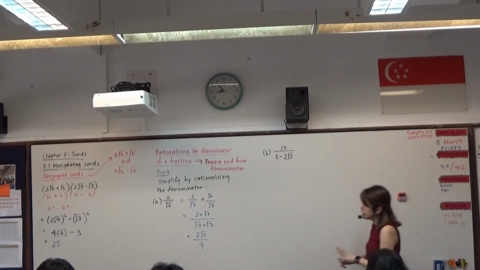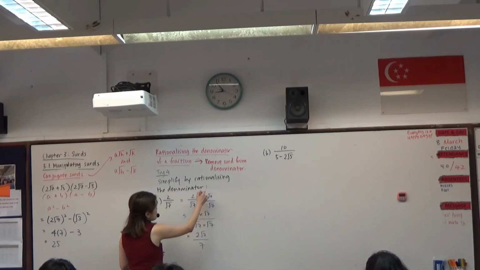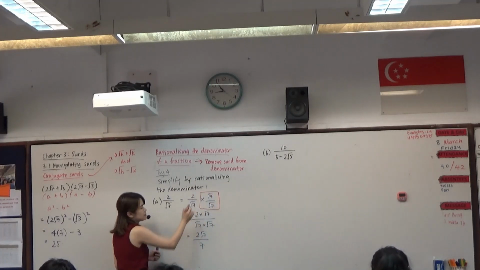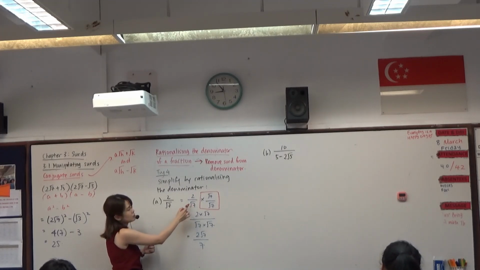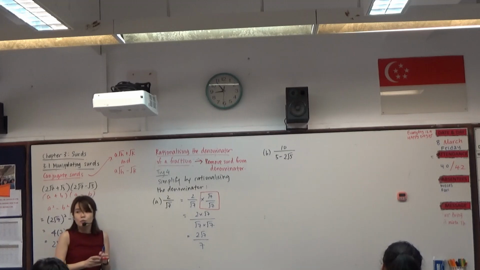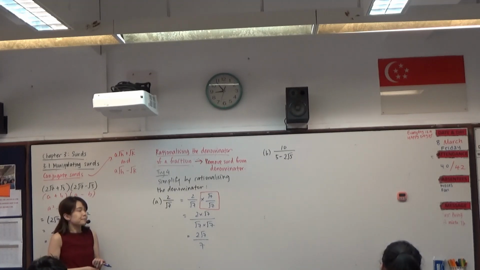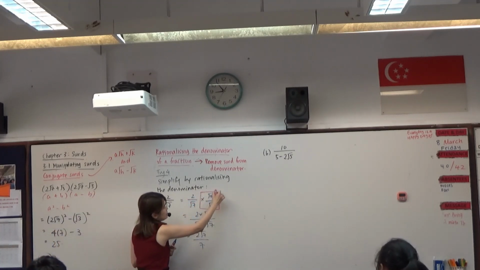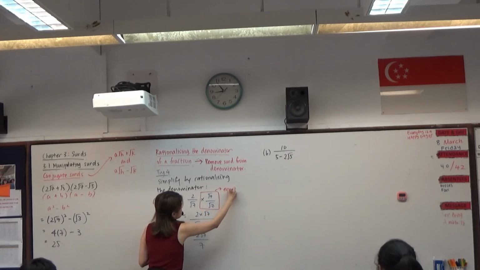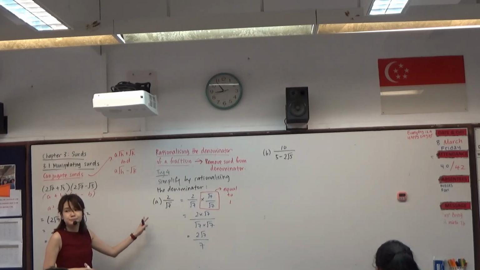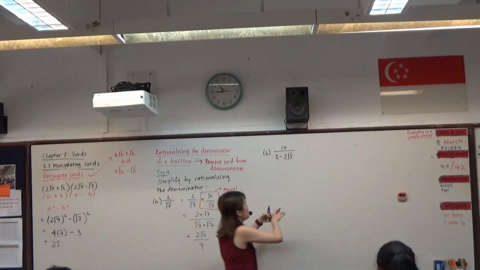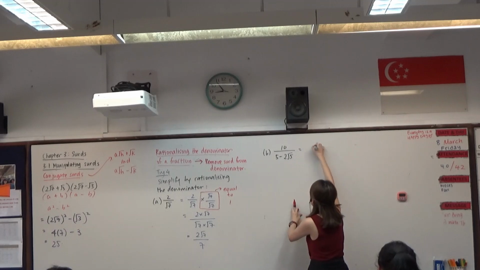Okay, so what we did over here in part A was that I intentionally multiplied by something that will remove the surd in our denominator, because we know that root 7 times root 7 will give us a whole number 7. And this entire thing is equal to 1, and it doesn't change the value of the question. So what we want to do in part B is that we also want to maintain the value of the question such that they can be equal.